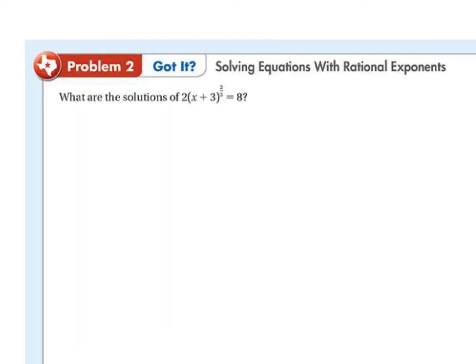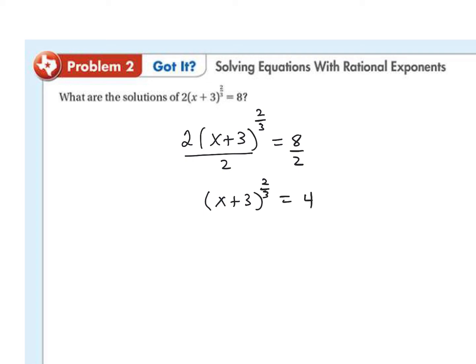What we're going to do now is solve equations with rational exponents. So we have 2 times parentheses x plus 3 raised to the power 2/3 is equal to 8. So the first step is to divide by 2. So you have parentheses x plus 3 raised to the power 2/3 is equal to 4.